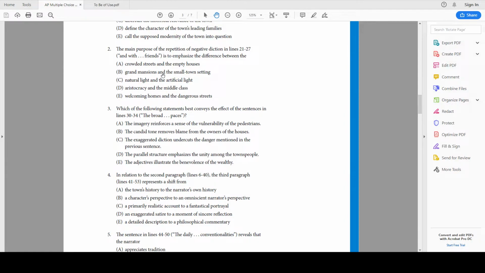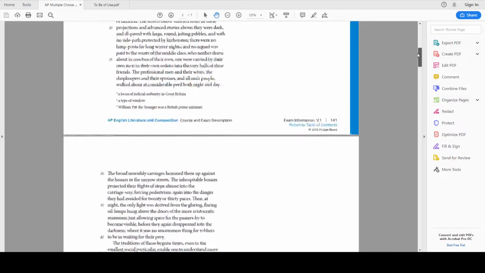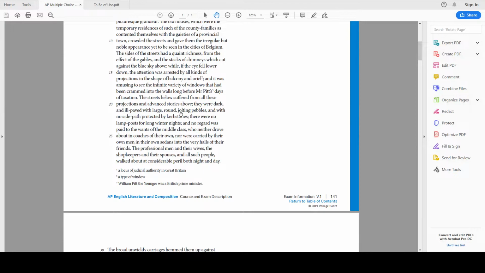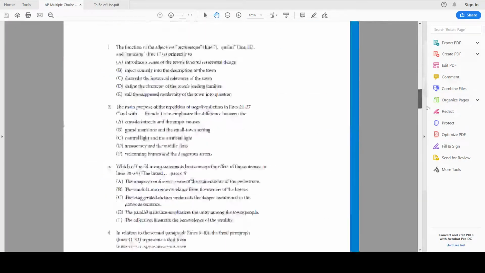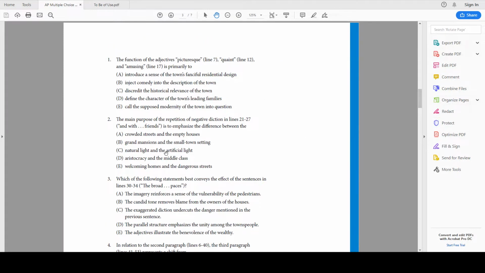Aristocracy and the middle class. Okay, let's take a look. No regard paid to the wants of the middle class, who neither drove about in coaches of their own nor were carried by their own men in their own sedans into the very halls of their friends. Well, that's pretty explicit. I could read E, but I'm just going to go for D.